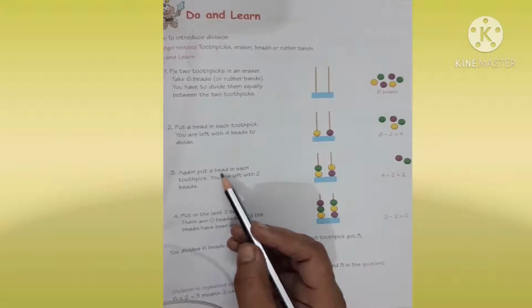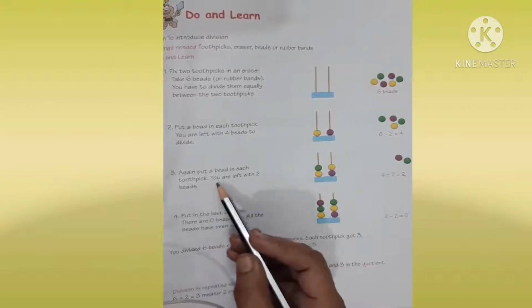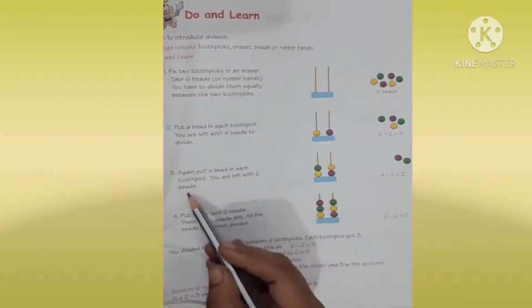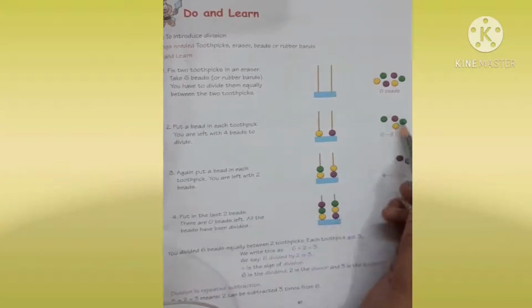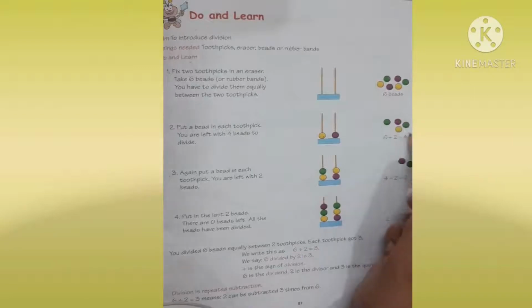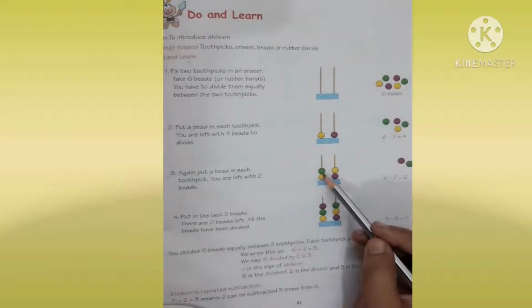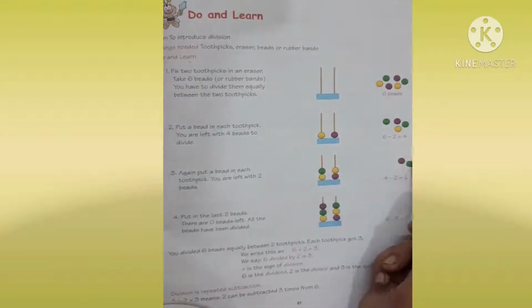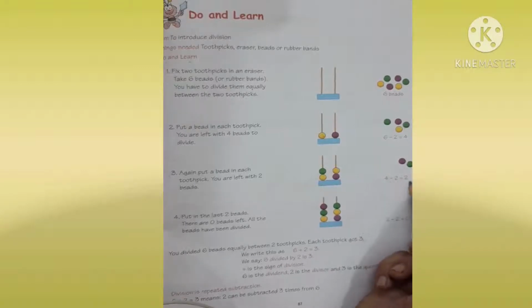Again put a bead in each toothpick. You are left with 2 beads. From these 4 beads you have taken 2 more, 1 and 1, and only 2 are left. 4 minus 2 is equal to 2.